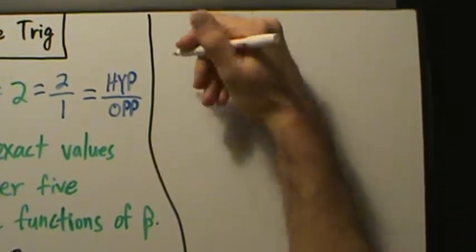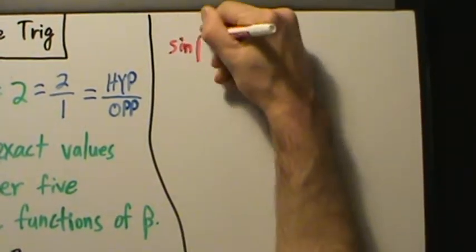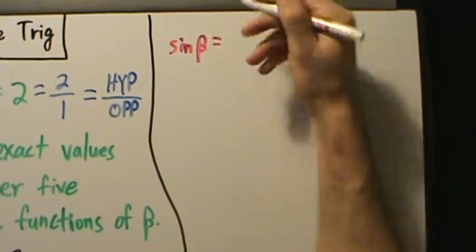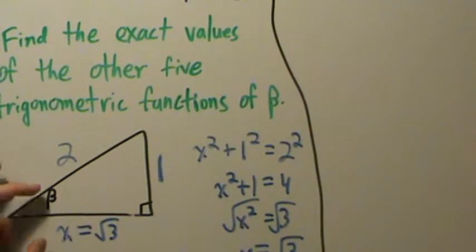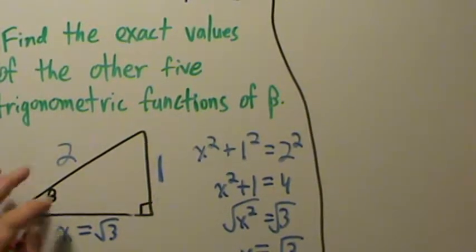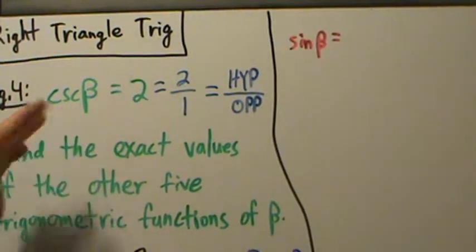Okay, so let's do it how we always do it. Sine, that's what we want to do first, sine of beta equals. Okay, now two things here. We could look at the triangle and get the sine of beta, which is going to be very straightforward, or we could use the cosecant of beta to get the sine, which is also straightforward.